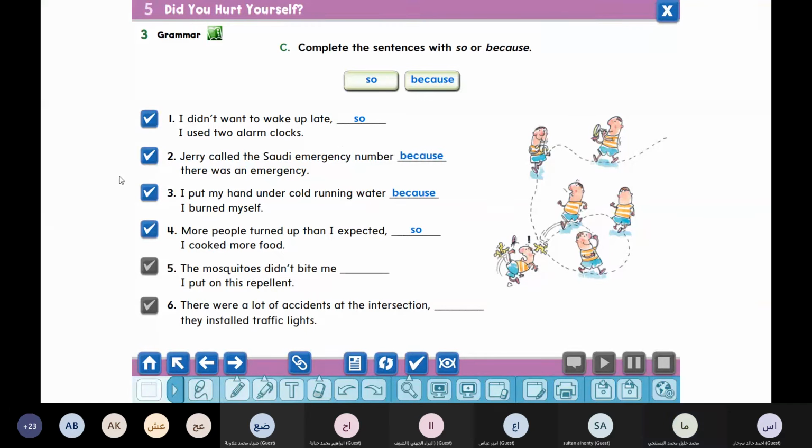Good. Can I answer? Yes, yalla Abdurrahman, the last one. There were a lot of accidents at the intersection because they installed traffic lights. So they installed traffic lights. Good. Okay. Write them quickly, please.